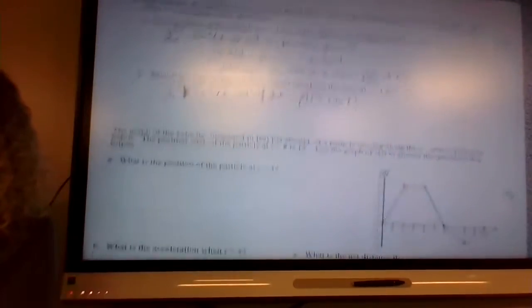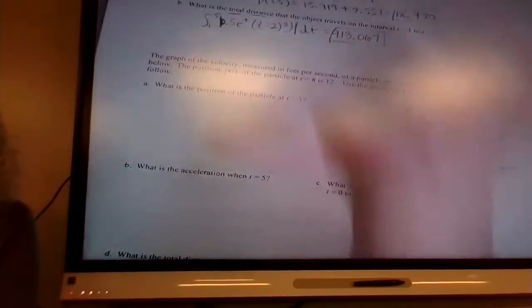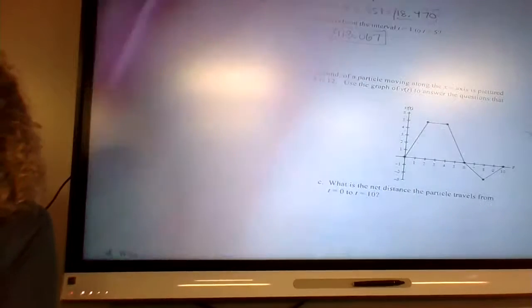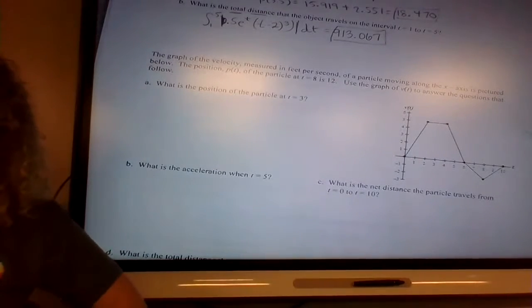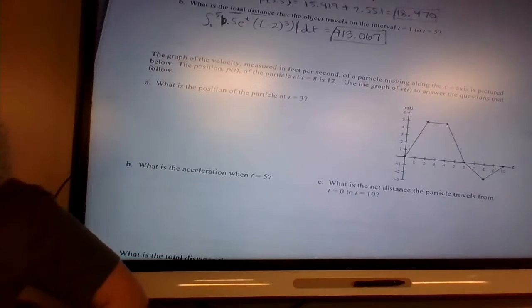Remember, on the AP exam, if you have a calculator, they expect you to use a calculator. So they're not giving you a lot of extra time to do things. So you need to do things as quickly as you can using your calculator.